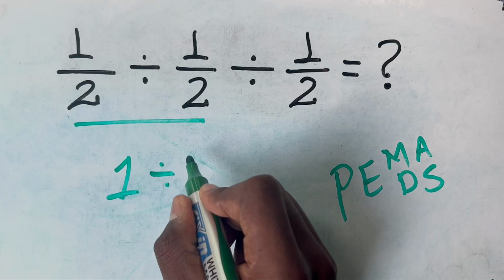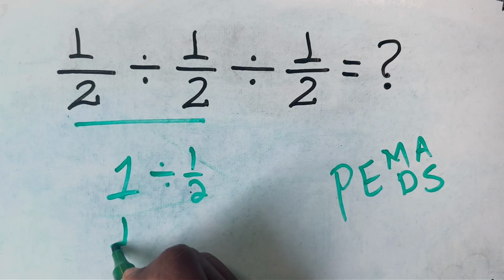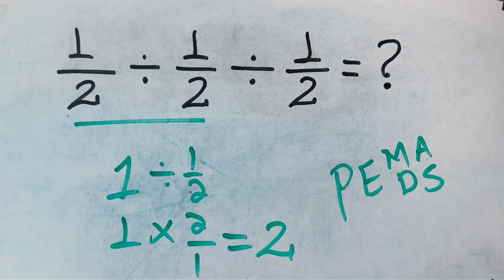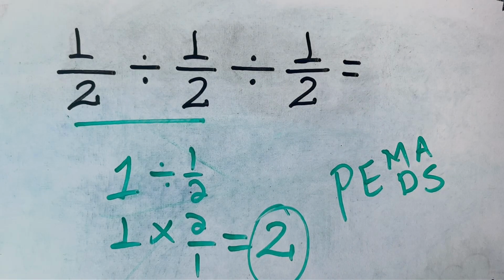Then 1 divided by 1/2 equals 1 times 2 in the KCF rule, so it gives us 2. Therefore, the correct answer will be 2. Did you guess 2 before this?